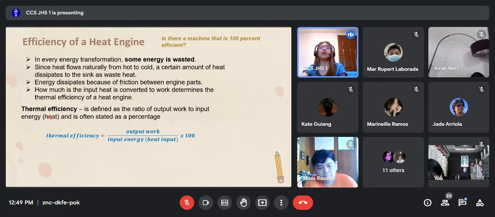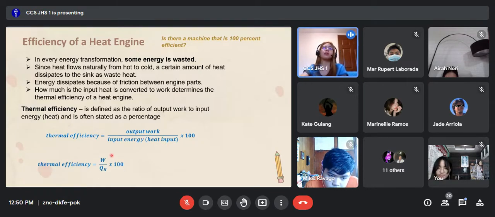So by the way, when we say thermal efficiency, it is defined as the ratio of output work to input energy or heat input and is often stated as a percentage. Okay? So ang thermal efficiency is presented using percentage. Okay? So we can solve the thermal efficiency using this equation. Output work divided by the input energy or heat input times 100. Okay? So, mo na siyang symbol. Work divided by QH, that's the heat input, times 100.